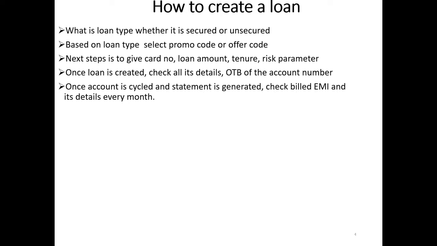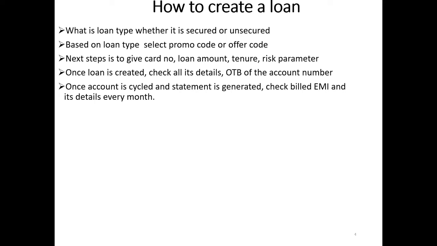So whenever we are going to create a loan, the first thing we have to check is the loan type, whether it is a secured loan or an unsecured loan. After that, based on the loan type, we have to select the promo code or offer code from the given options on the screen portal. Next, after selecting the offer code or promo code, we have to enter the card number, loan amount, tenure, and risk related parameter. After that, press enter or submit, whatever it is.